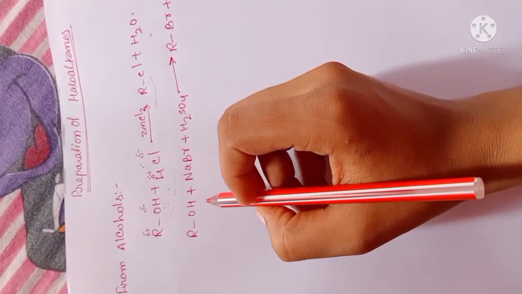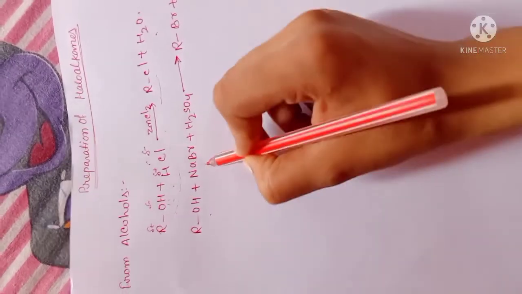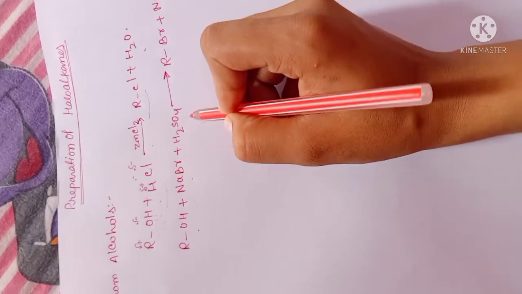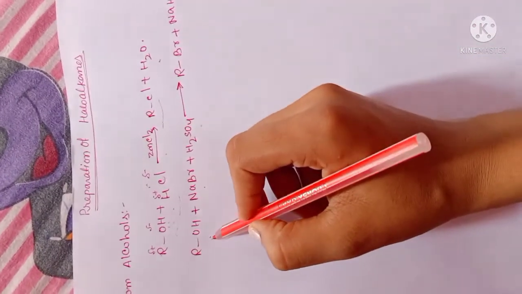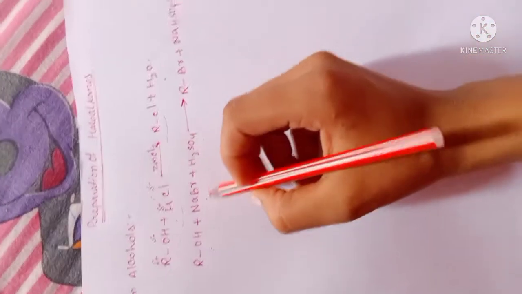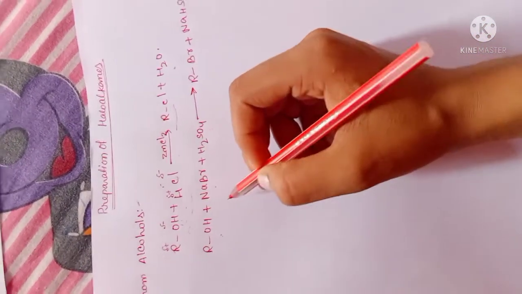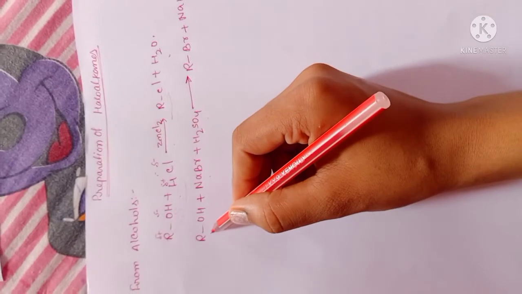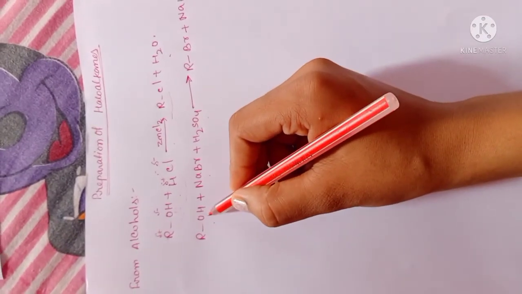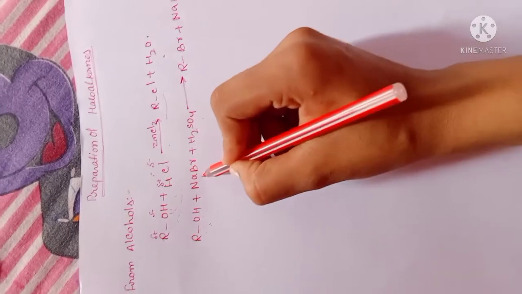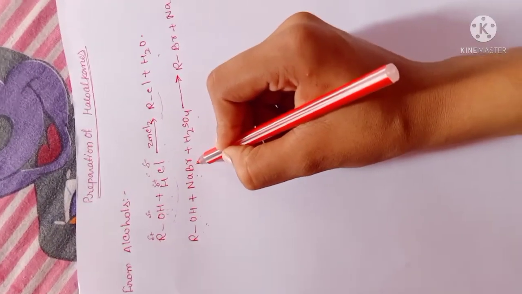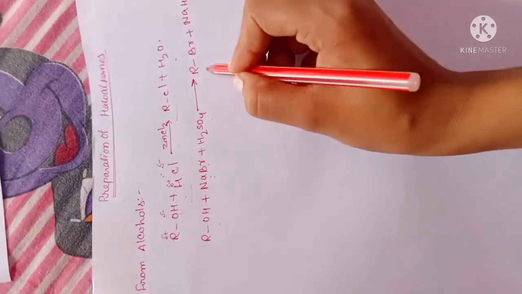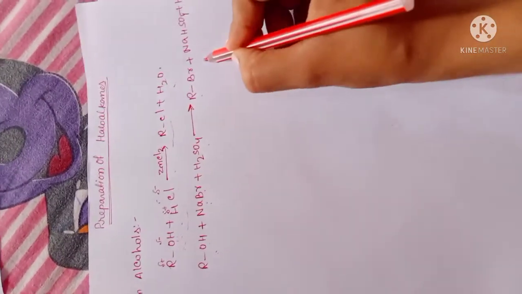Now we'll look at the second reaction. Here is ROH plus NaBr in the presence of sulfuric acid. Here also we don't look at any mechanism, but we look at the trick to solve it. At first, here is a partial positive charge and here a partial negative charge. Na has a partial positive charge and Br a partial negative charge. So there is formed RBr plus NaHSO4 plus H2O.